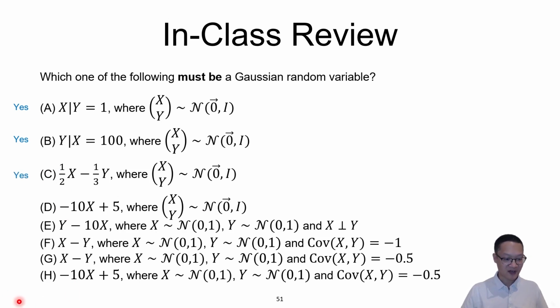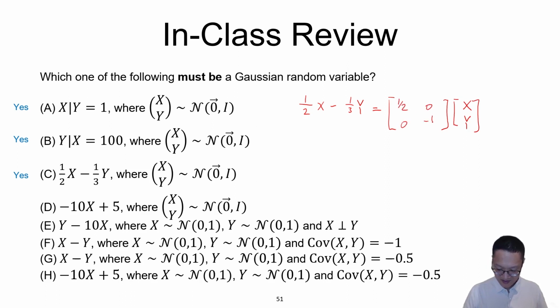If you don't see why this is a linear transformation, it's because we can write 1 half X minus 1 third Y as a matrix times this vector. The matrix is just going to be 1 half, 0, 0, minus 1 third. So this is a linear transformation.